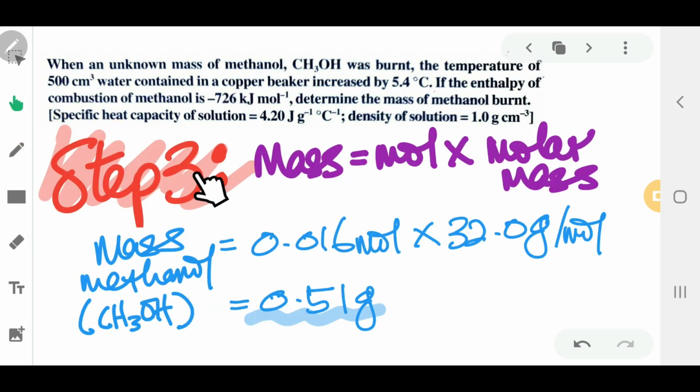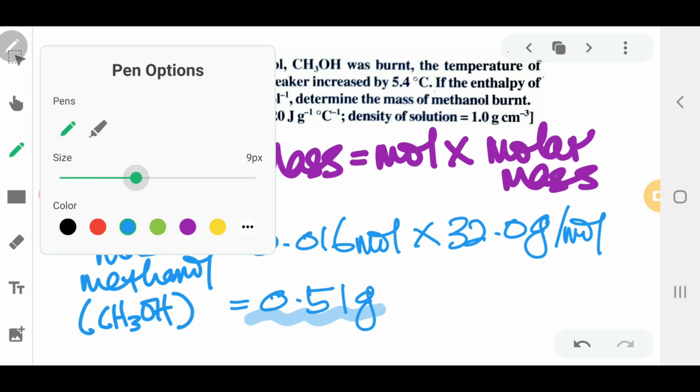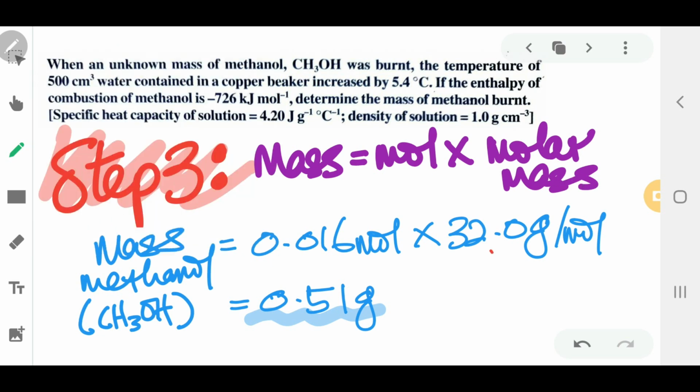Okay, for step 3, we're going to find the mass of methanol by using the formula mole times molar mass. We have found out the number of mole of methanol being burned in the bomb calorimeter is 0.016 mole times the molar mass of the methanol, and we would be able to get the mass of methanol equals 0.51 grams. For this part, you should be able to get 1 mark for that and 1 mark for your final answer.